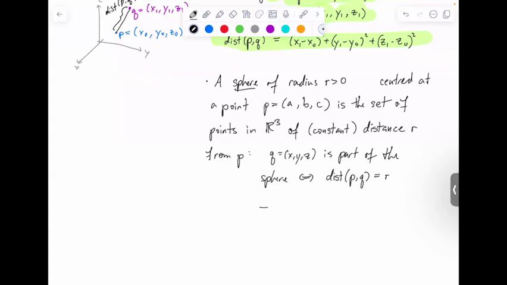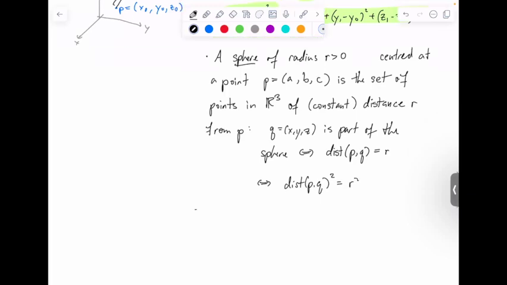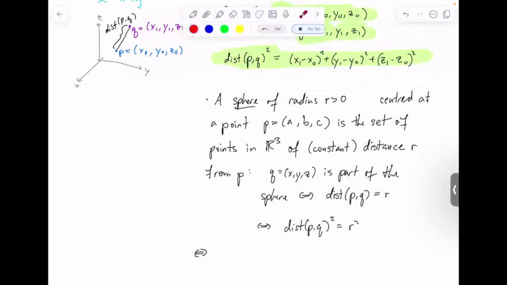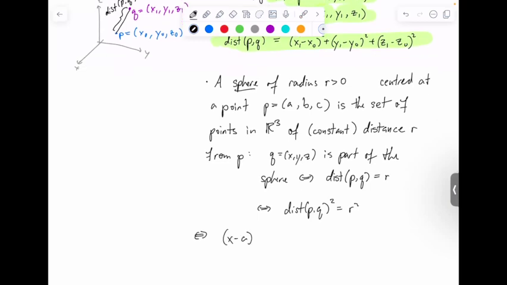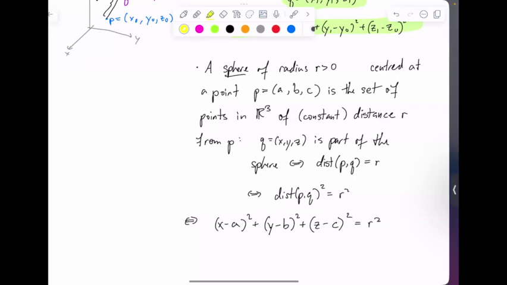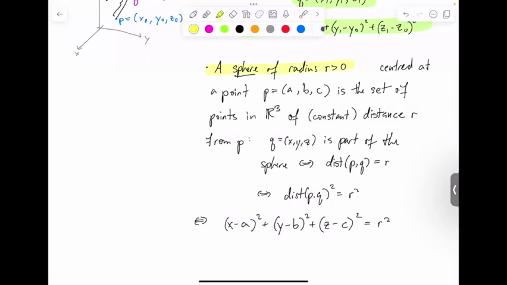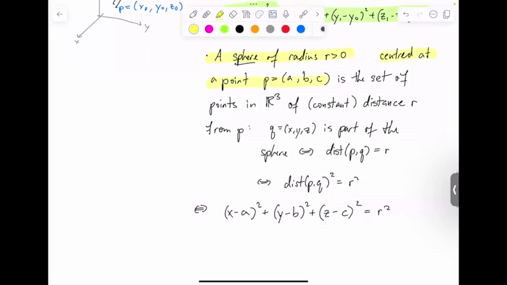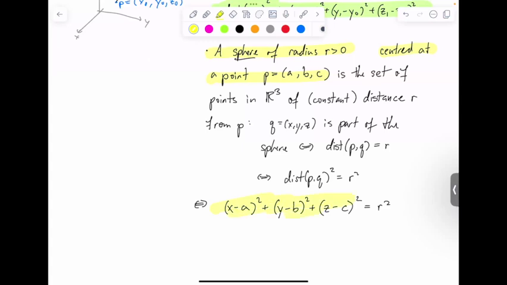So this is the same thing. This is equivalent to distance squared from P to Q must be equal to R squared, which is equivalent to, by our distance formula here, the fact that (x minus a) squared plus (y minus b) squared plus (z minus c) squared equals r squared. There's your formula for a sphere of radius r centered at a point (a, b, c). It's given to you by this equation here.